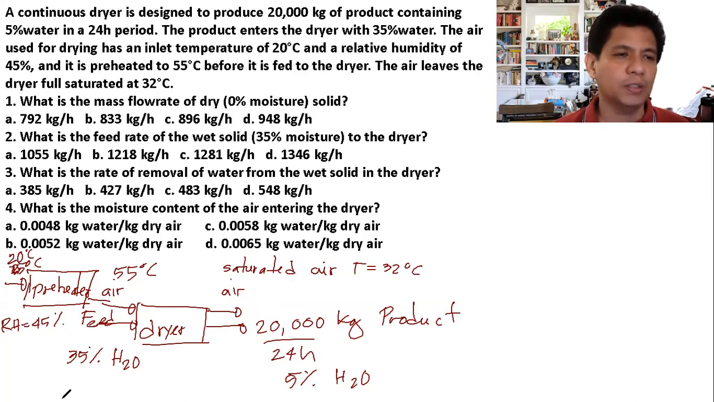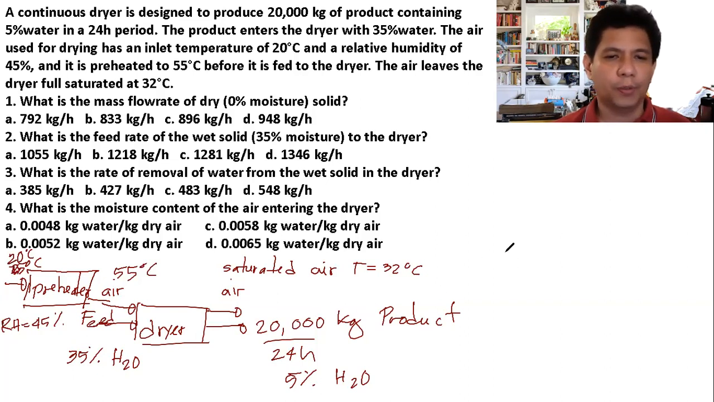So the first question is, what is the mass flow rate of dry, 0% moisture solid? It's quite practical, quite common sense. We just need to remove the water from the product, and you will have the mass flow rate of dry solid.